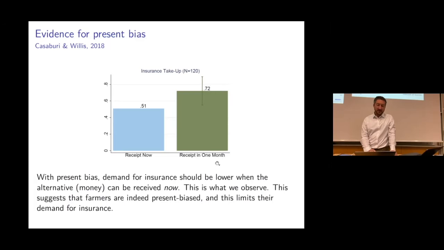Any other questions? Okay, so what we've seen then is that because with present bias, the demand for insurance should be lower when the money is available immediately, and that's actually what we find, that suggests that there is a role of present bias here. So if the farmers are present biased, they would really like to have the money now, and that limits their demand for insurance. Flip that around and say, if farmers have to pay for the insurance immediately, that payment hurts. It hurts more when it happens immediately than when it happens later, and that limits their demand for insurance.